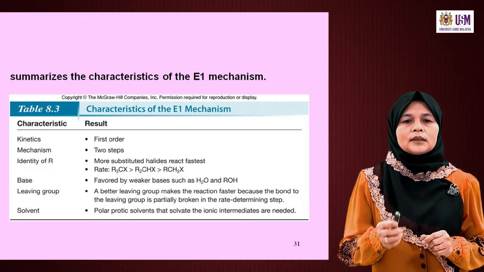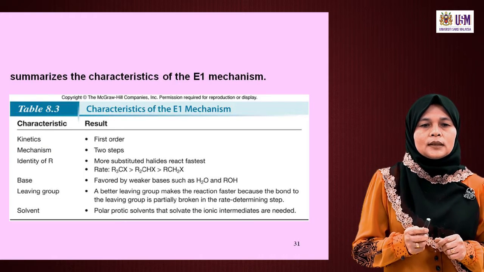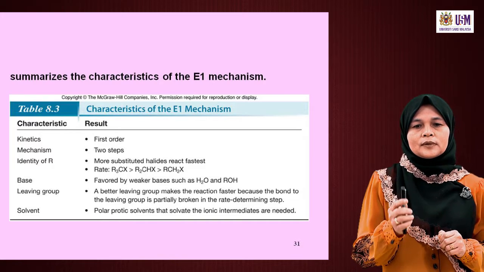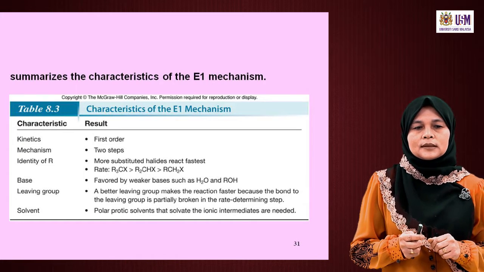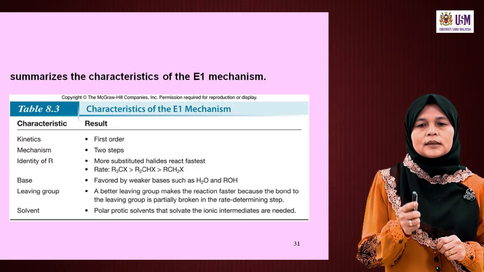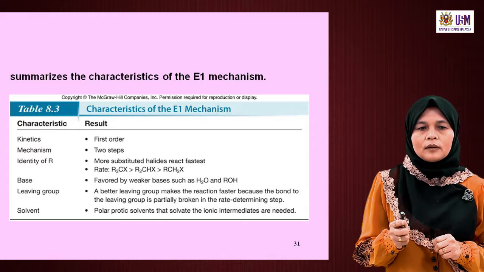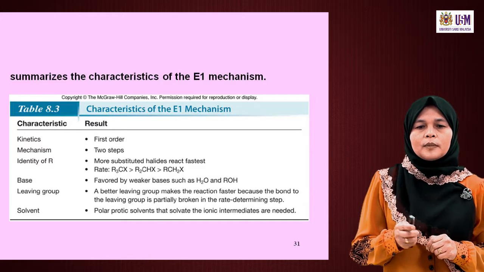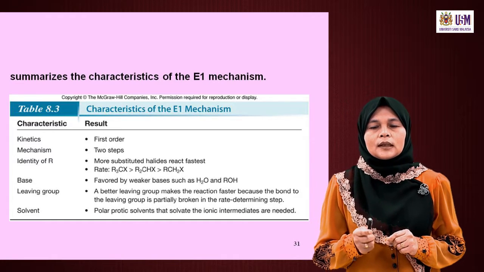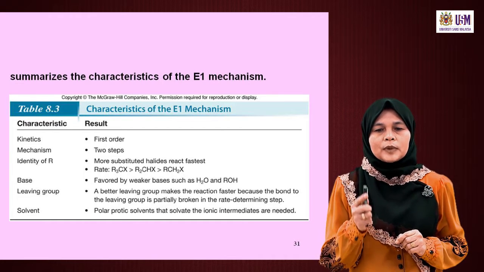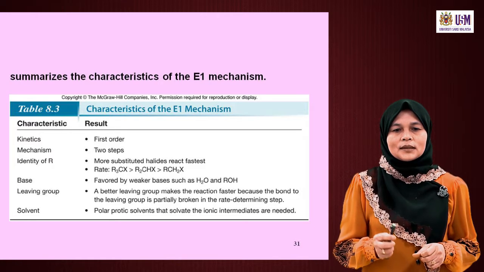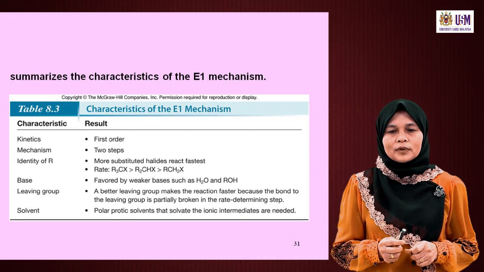The mechanism is first order and is a two-step mechanism. The more substituted halide reacts fastest, and this reaction is favored by weaker bases such as water and alcohol. A better leaving group will make the reaction faster because the bond to the leaving group is partially broken in the rate determining step. This reaction needs a polar protic solvent.